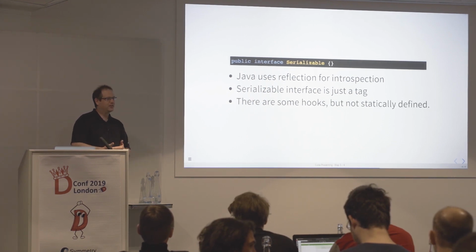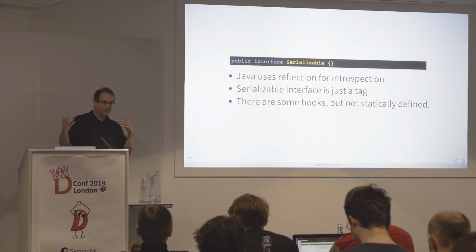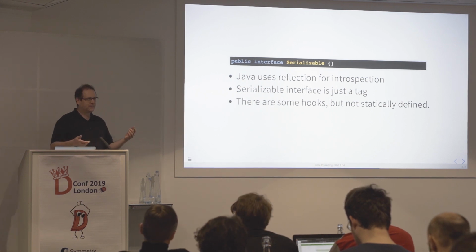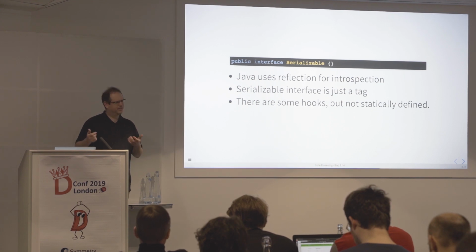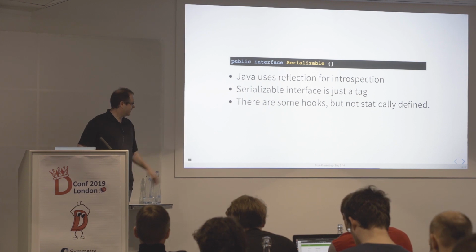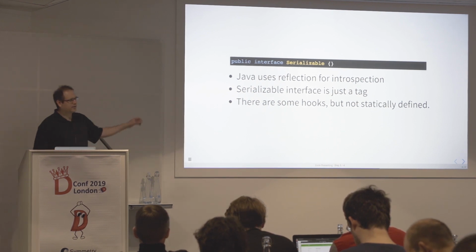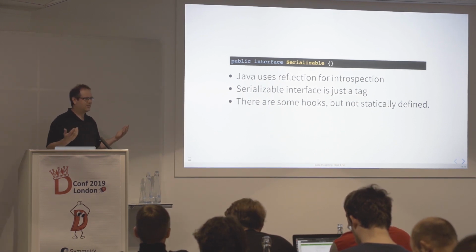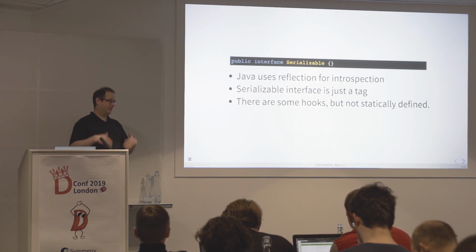And there are some other hooks. You can define certain functions. If it sees those functions as defined when it's doing the introspection, like let's say, I think it's a serialize to or output save or load or something like that, it's going to call those functions, but there's no static checking of that. If you misspell them, it's just not going to use that.